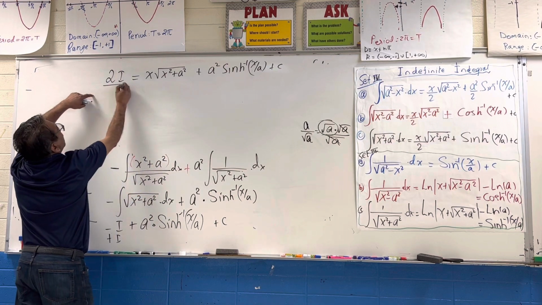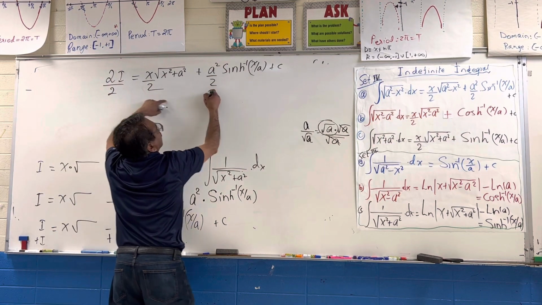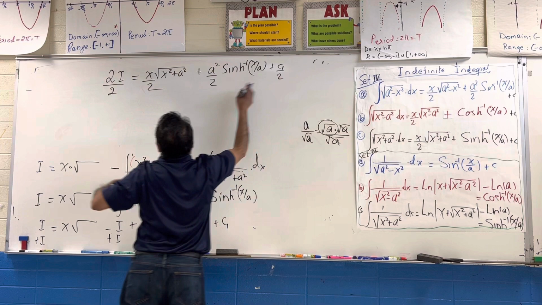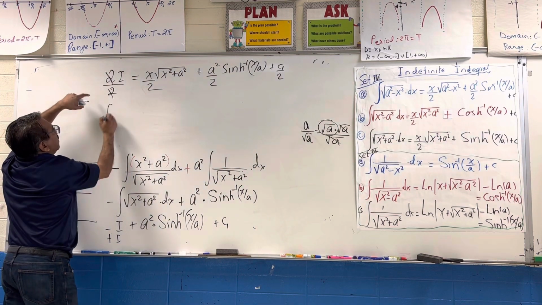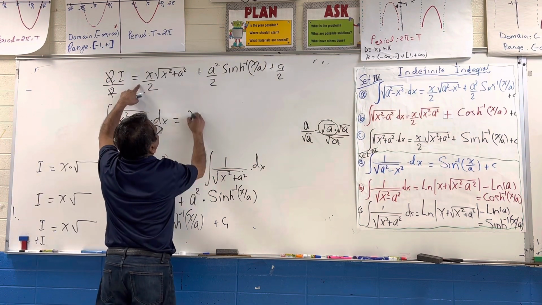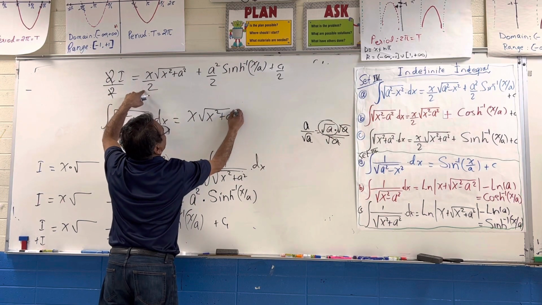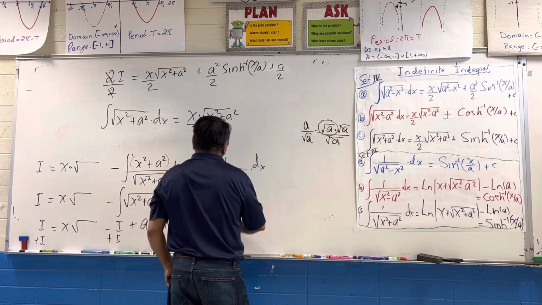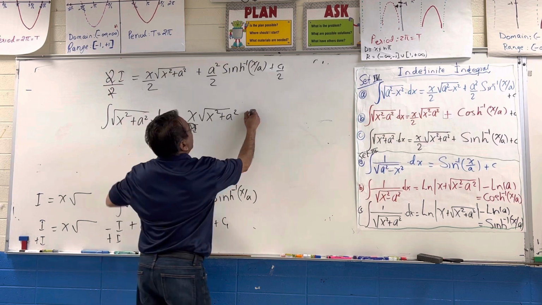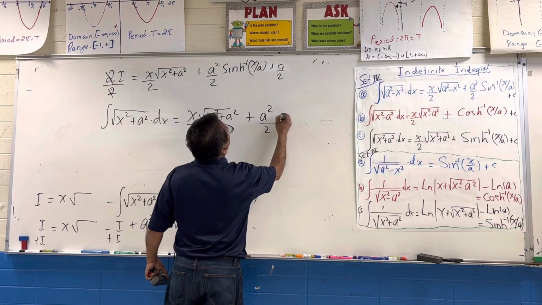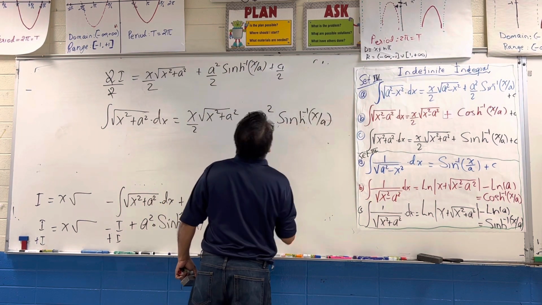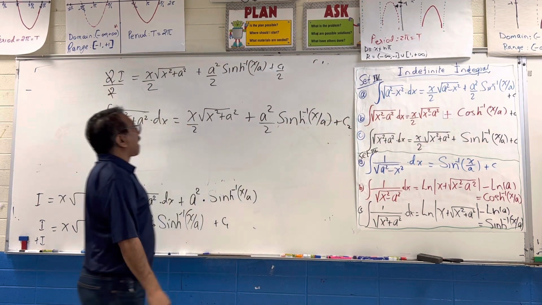So this will be dividing by 2 throughout. If I divide this, that's why I put C1, so it becomes another constant when you divide. So this 2 goes away. But what does I stand for? Square root of x squared plus a squared, and this is 2. So plus a squared over 2 sinh inverse x by a, and because we are dividing, I'll call another constant C2, and there you go.